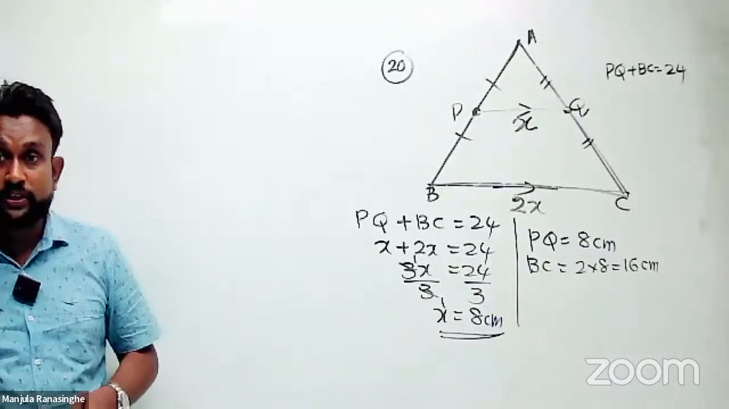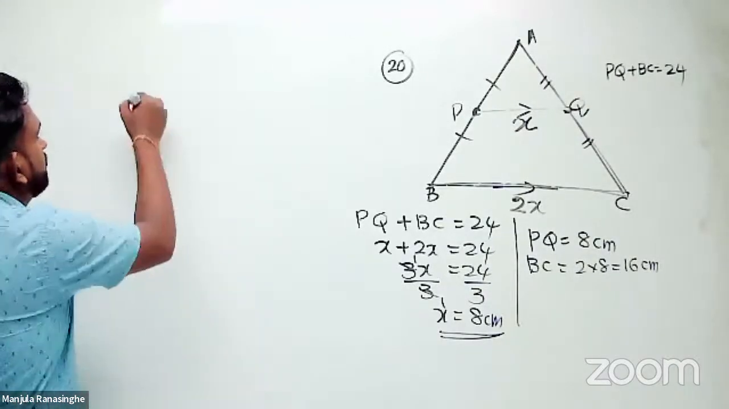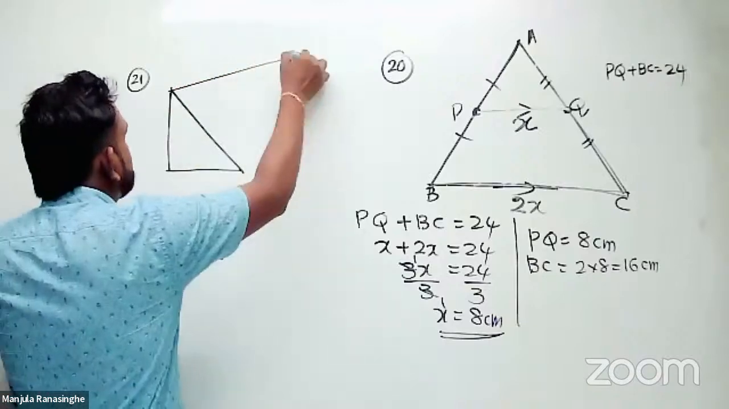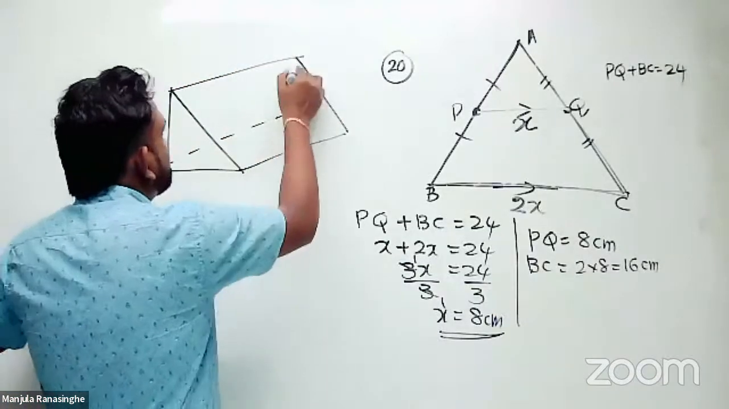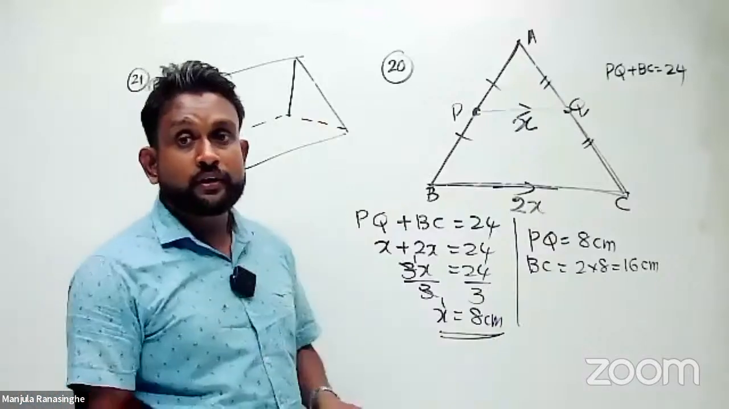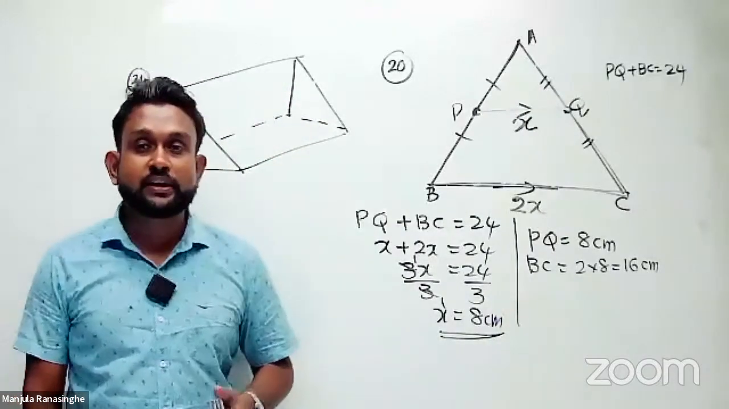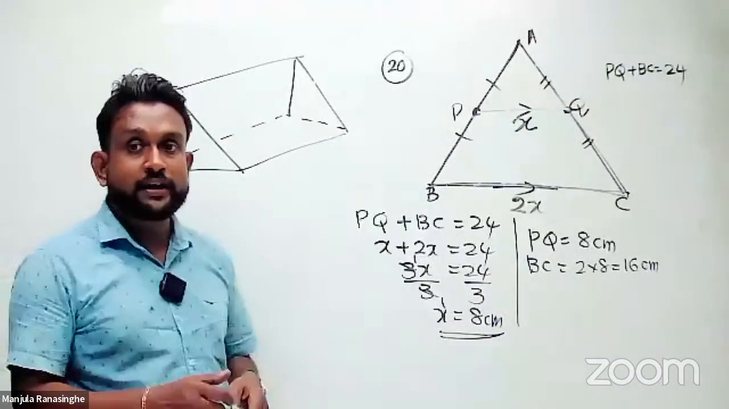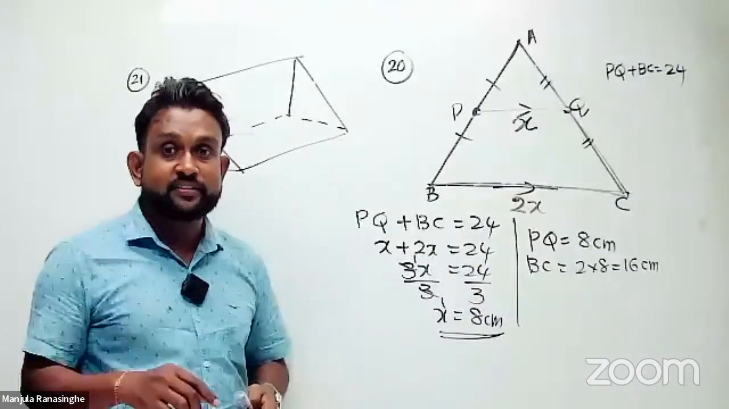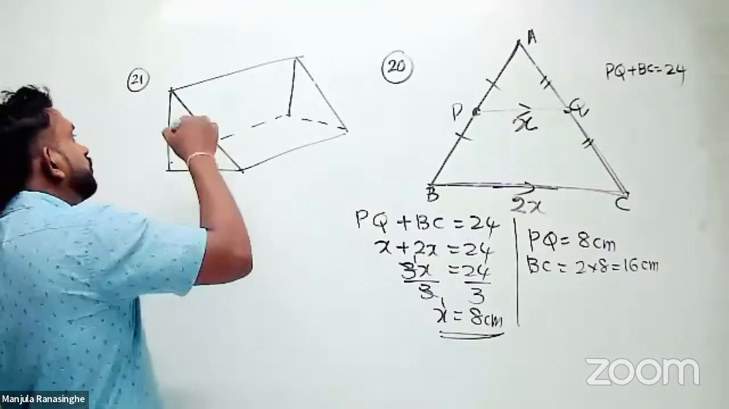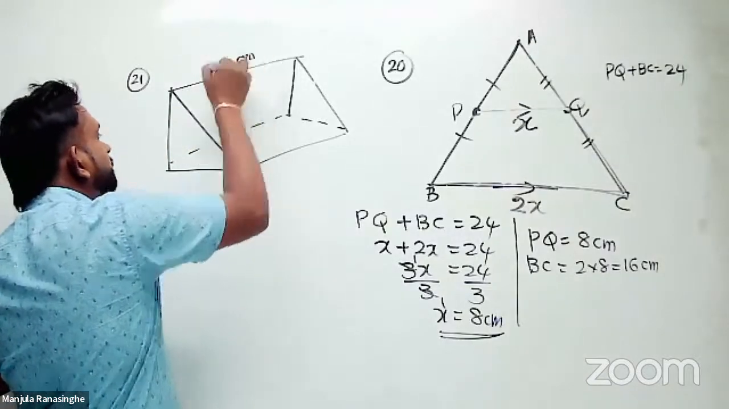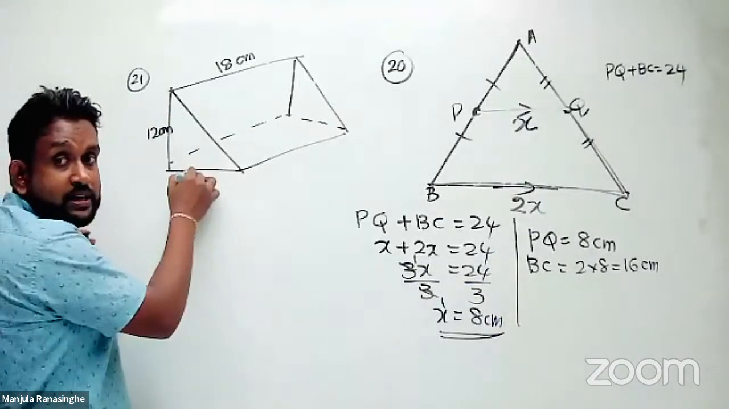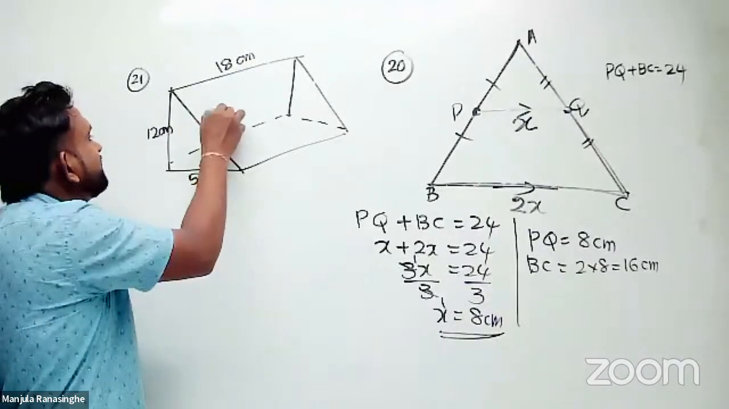Now we are moving to question number 21. That is a triangular prism with a right angle triangle as the cross section. Let us check what they are asking here. Write the measurements of the rectangle which has the minimum area in the given prism. So we need the minimum area rectangle of the prism. You can see that here 12 centimeter, here 5 centimeter, and here 13 centimeter.